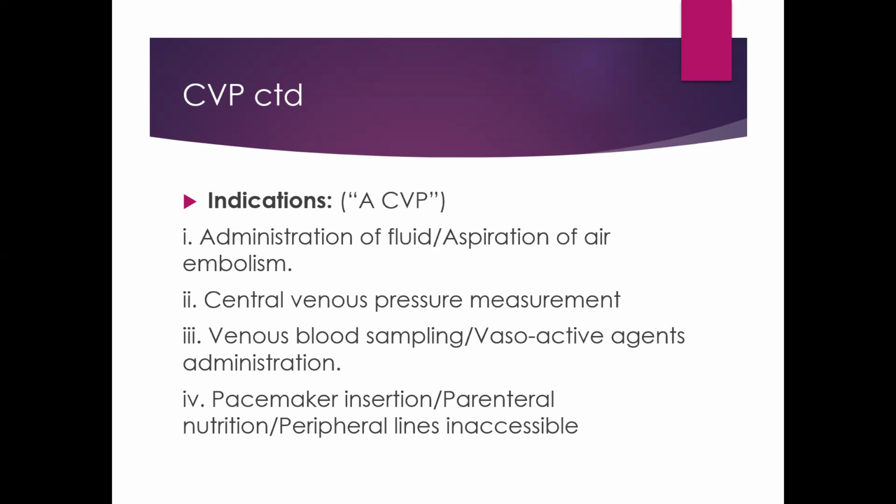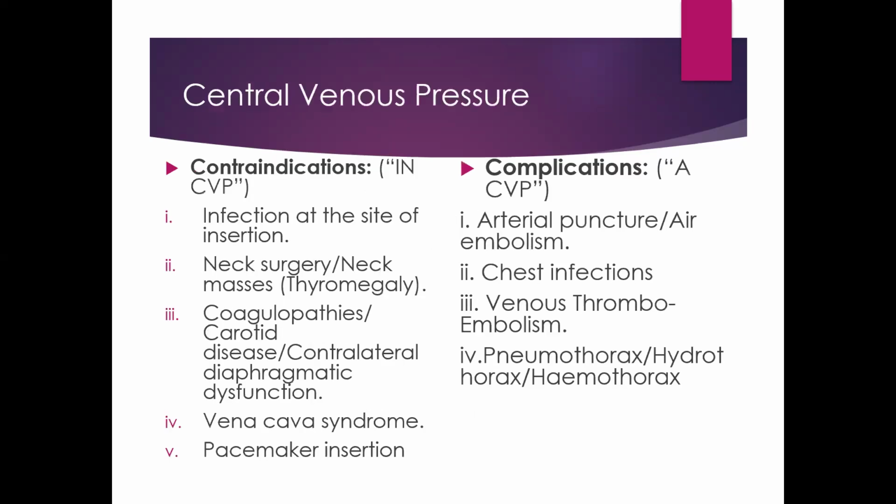So if you are asked what the indications of central venous catheterization are, just write A, CVP, and you fill in the other ones. You won't miss it. So 1, 2, 3, 4, 5, 6, 7, 8. You can actually write 8 to 10 indications of central venous catheterization.